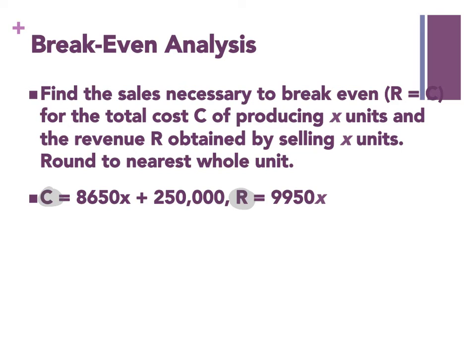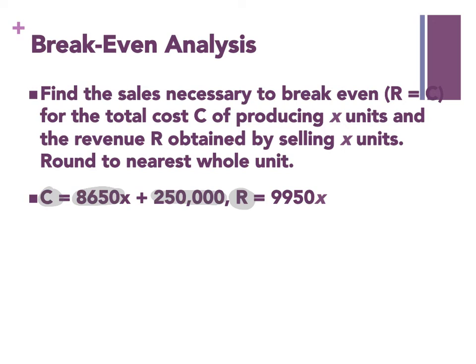So if this one costs $250,000 to start up this business, whatever it is, plus $8,650 per unit sold, that's how you set up your cost function. So this one's given to you, but sometimes it's going to make you set up your cost function. The revenue is what you're selling those things for.